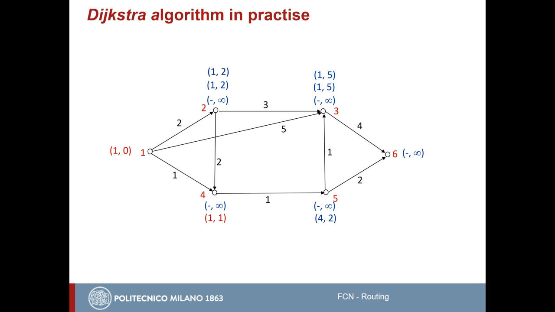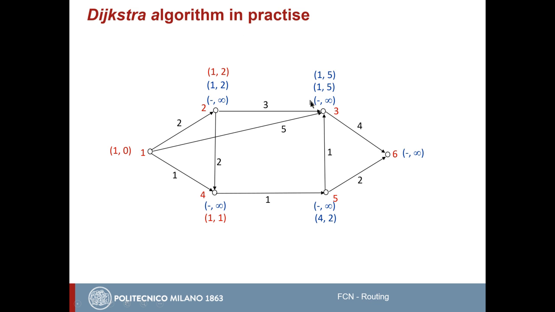Now we have again to identify between all the nodes that are not in P, the one with the shortest distance. And here we have an equal situation. Node 2 and node 5 both have a distance equal to 2. So we can choose one of the two. For example, we choose node 2, which becomes part of P, and its label becomes permanent.